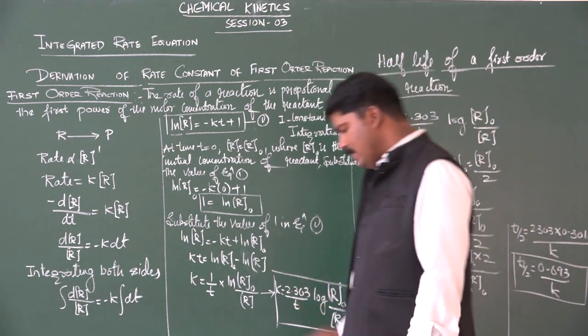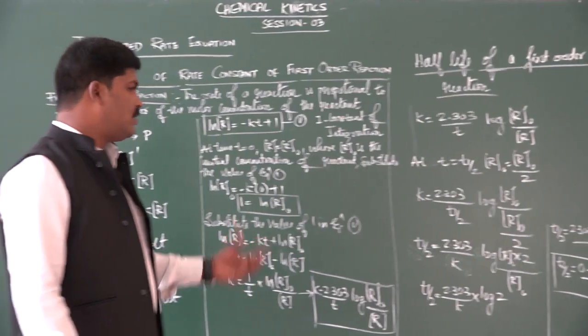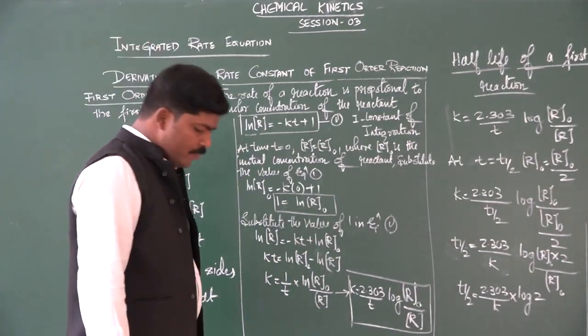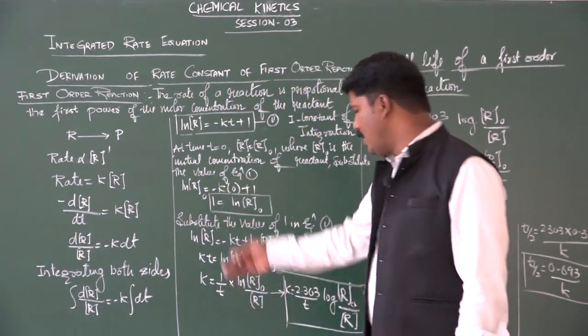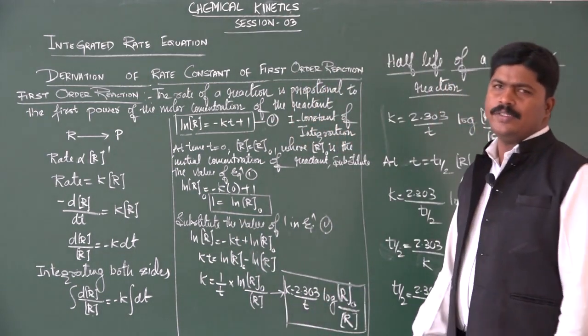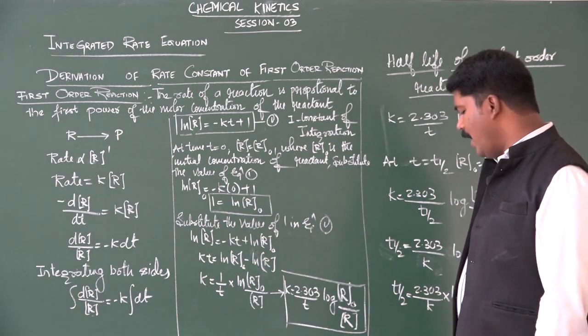This is our derivation, which is very important, frequently asked in the examination, that is derive the rate constant of first order reaction. So, we said first order, the first power of the molar concentration of the reactant, and we move till here. Our final derivation is k is equal to 2.303 by t log r naught by r.